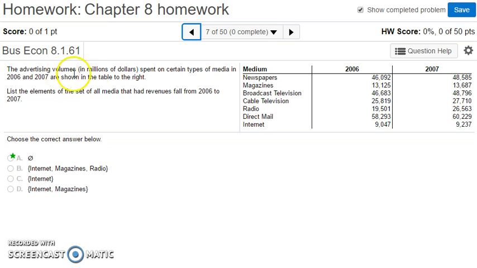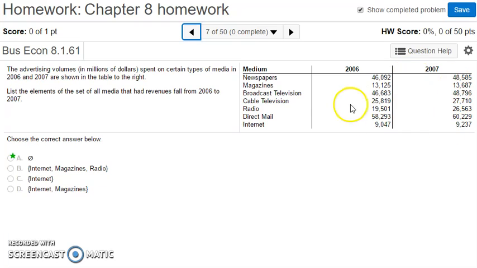So here's one. The advertising volumes spent on certain types of media in 2006 and 2007 are shown to the right. List the elements of the set of all media that had revenues fall from 2006 to 2007. Well, newspapers went from 46,000 to 48,000. Magazines, 13,125 to 13,687. Broadcast television, 46,000 to 48,000. Cable television, 25,000 to 27,000. Radio from 19,000 to 26,000. Direct mail from 58,000 to 60,000. Internet from 9,047 to 9,237.